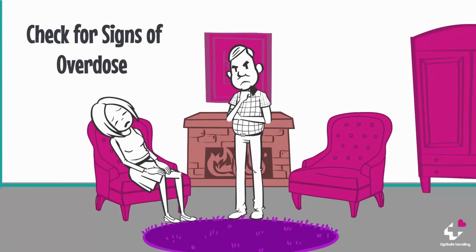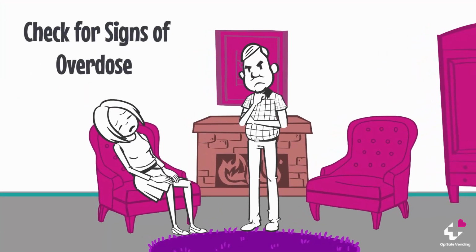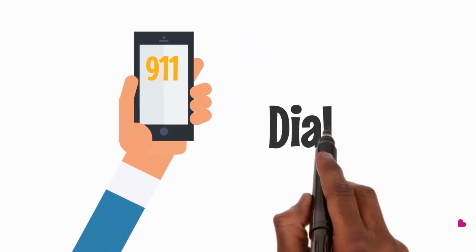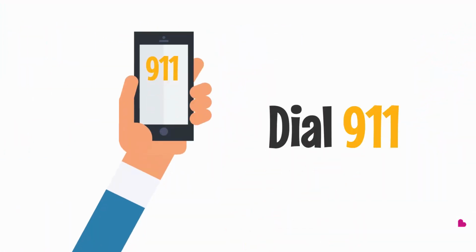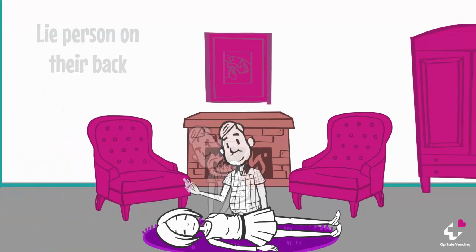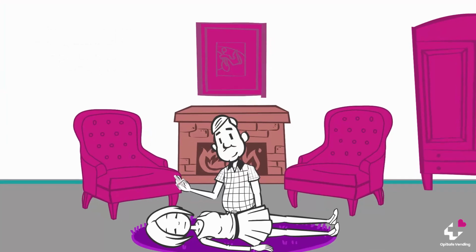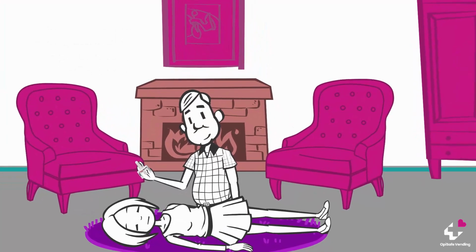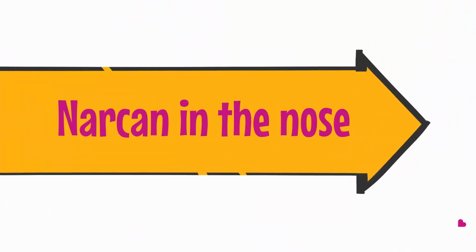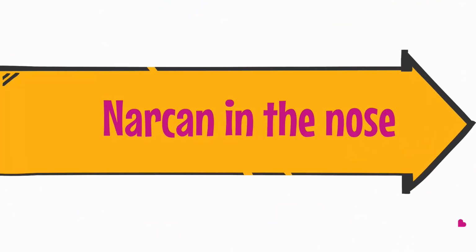First, check for signs of an overdose. Ensure the person shows signs of an opioid overdose. Next, call 911 immediately. Next, lay the person on their back so you have access to their nostrils. Next, hold the spray with your thumb on the bottom of the plunger and your first and middle fingers on either side of the nozzle. Insert the tip into one nostril and press firmly to release the dose.